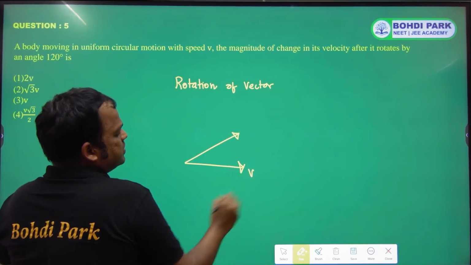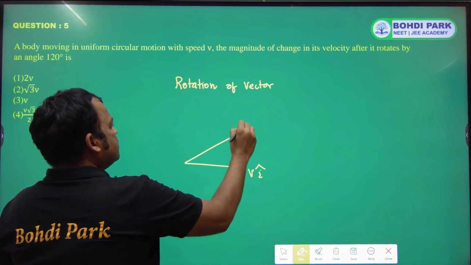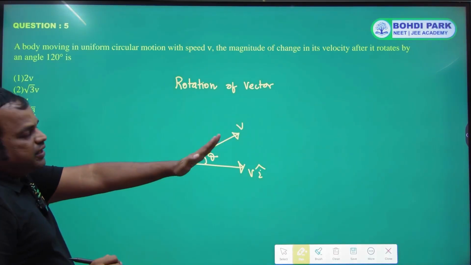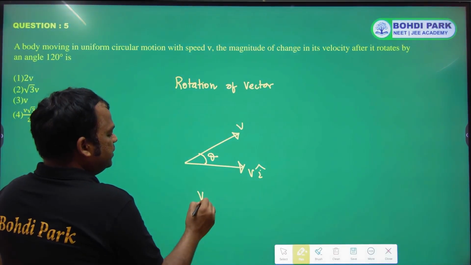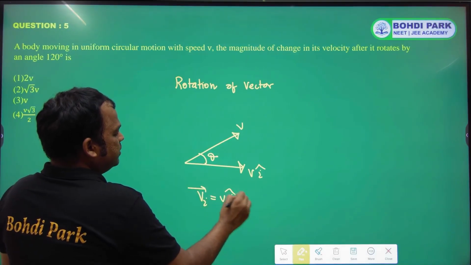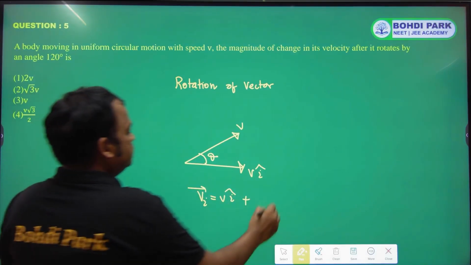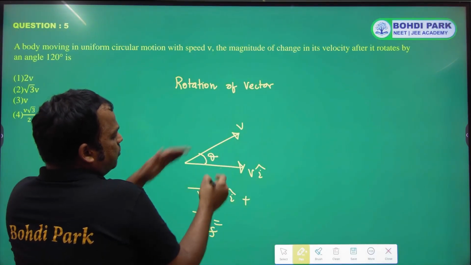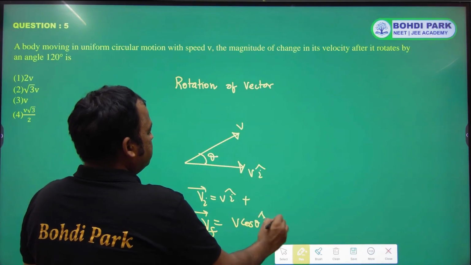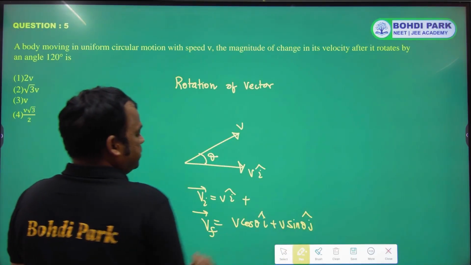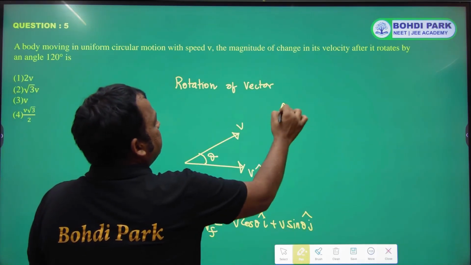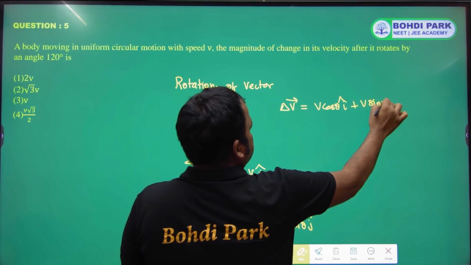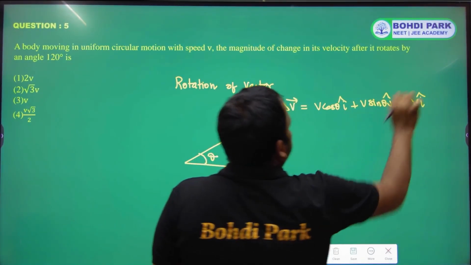So suppose initial vector is v i cap and final vector is also magnitude wise v, but it is rotated by theta degree anticlockwise. So initial vector v initial is equal to v i cap and v final is equal to, now we have to find the components. So this will be v cos theta i cap plus v sin theta j cap. Clear? So we have delta v vector is equal to v cos theta i cap plus v sin theta j cap minus v i cap.